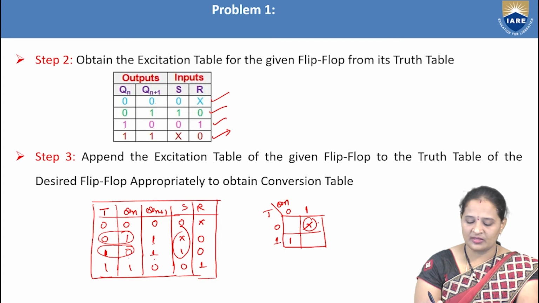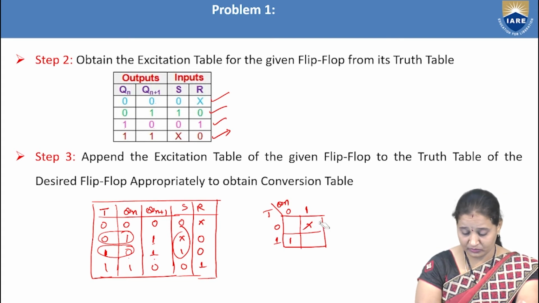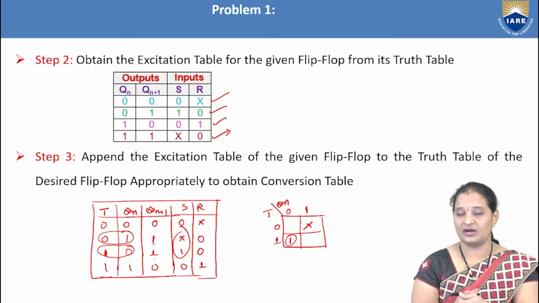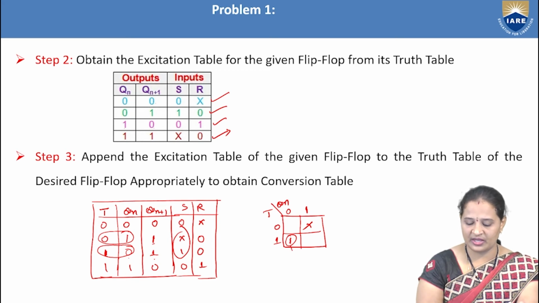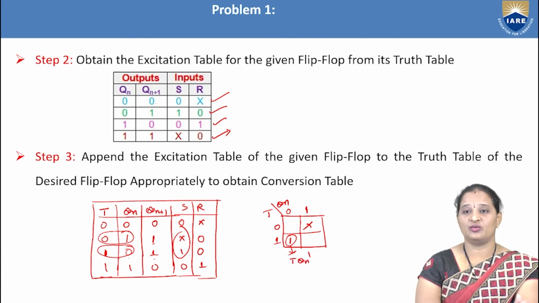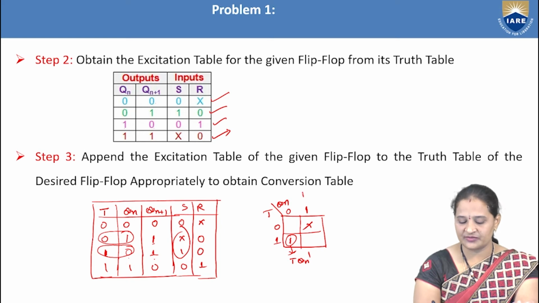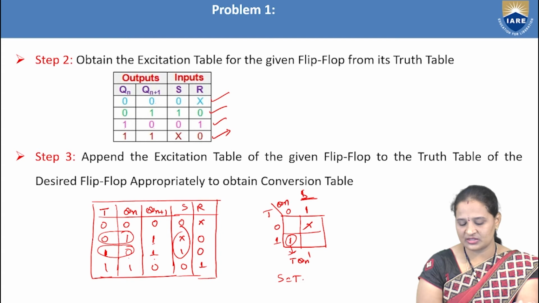So in that case I can take it as a single element here. So 0, 1, 1, 0, I can take it as a single element. So what is this one? T is 1 and Qn is 0. So T Qn complement. This is for S. That means I can write S is equal to T Qn complement.